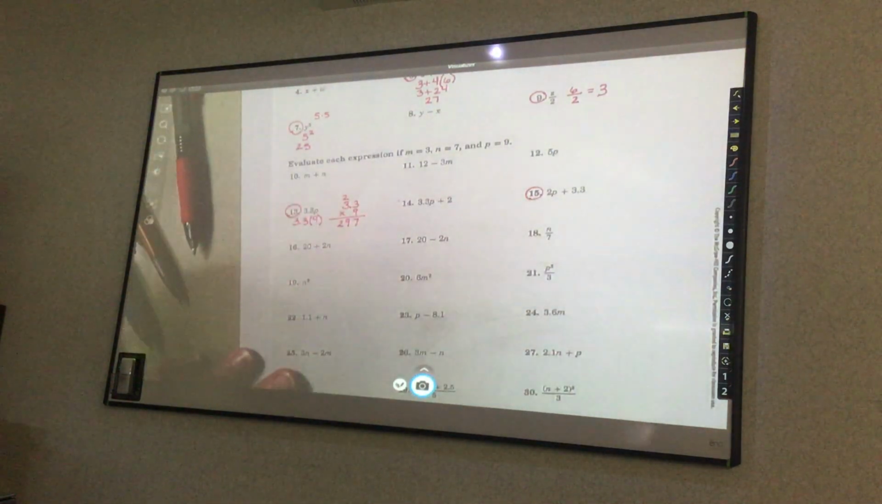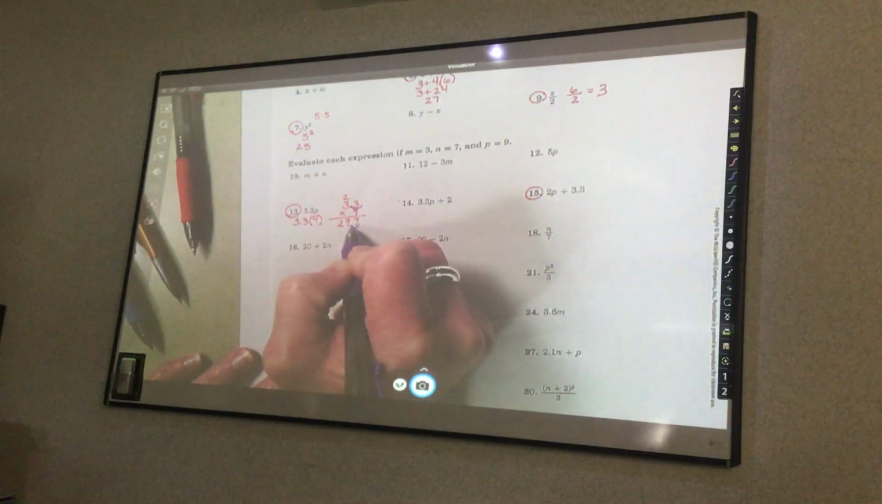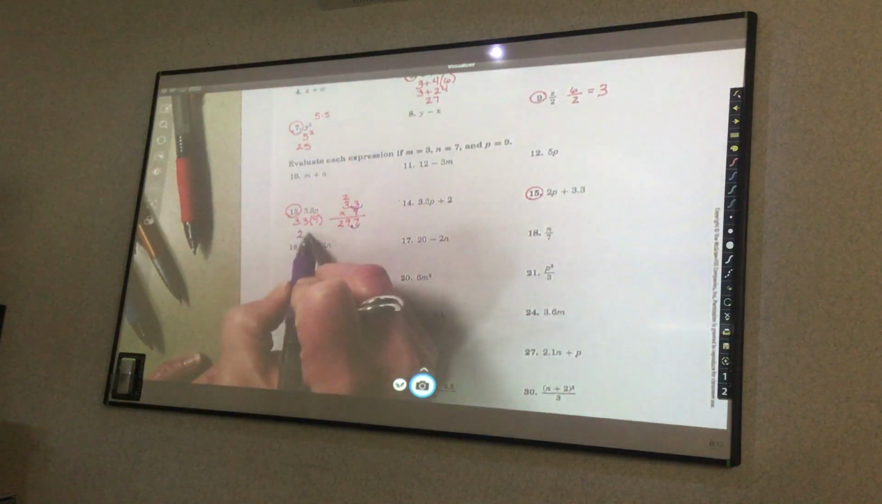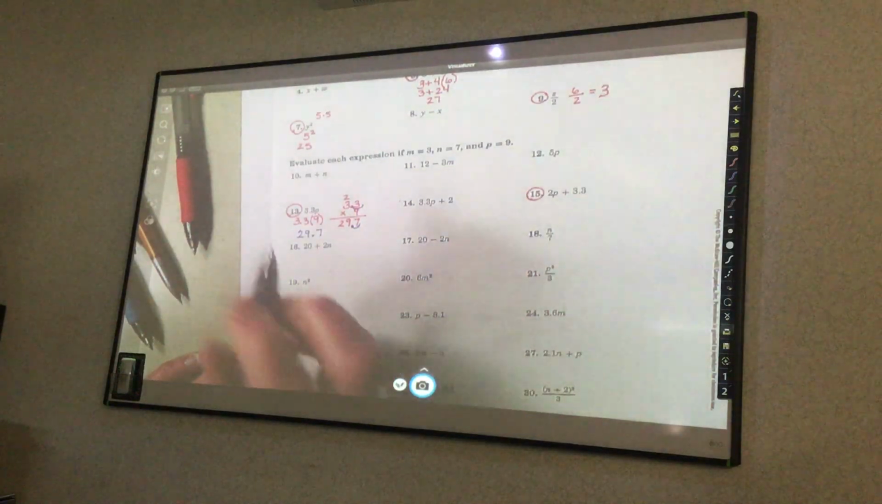I count my number of decimals. 1 decimal, so I come over 1 decimal. So I'm going to rewrite my answer as 29.7. You had to show both steps.